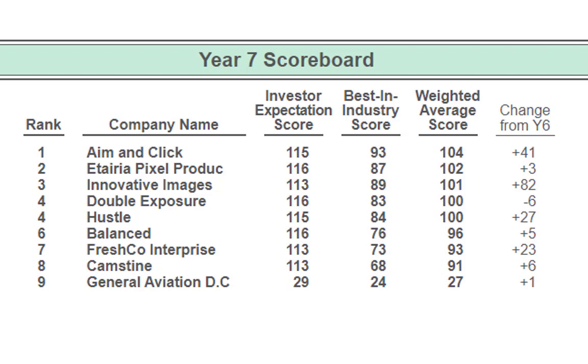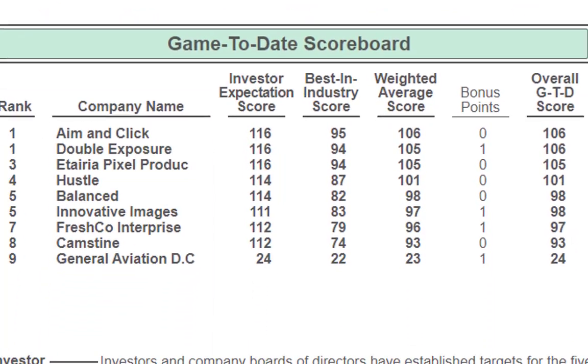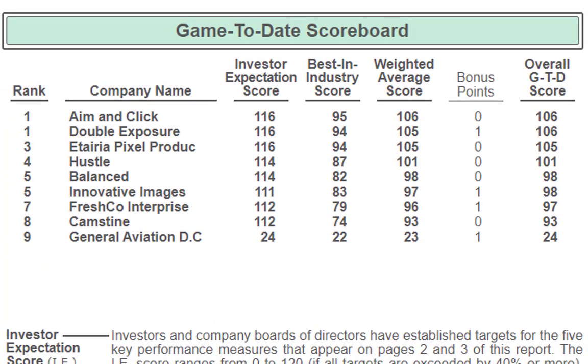Now keep in mind, that's the year 7 scoreboard. If I scroll down, here's the game to date scoreboard. Company A and Company D are actually tied at 106. Then you have Company E at 105 and Company H at 101. So it was a pretty tight game, as you can see, anywhere from 93 to 106.